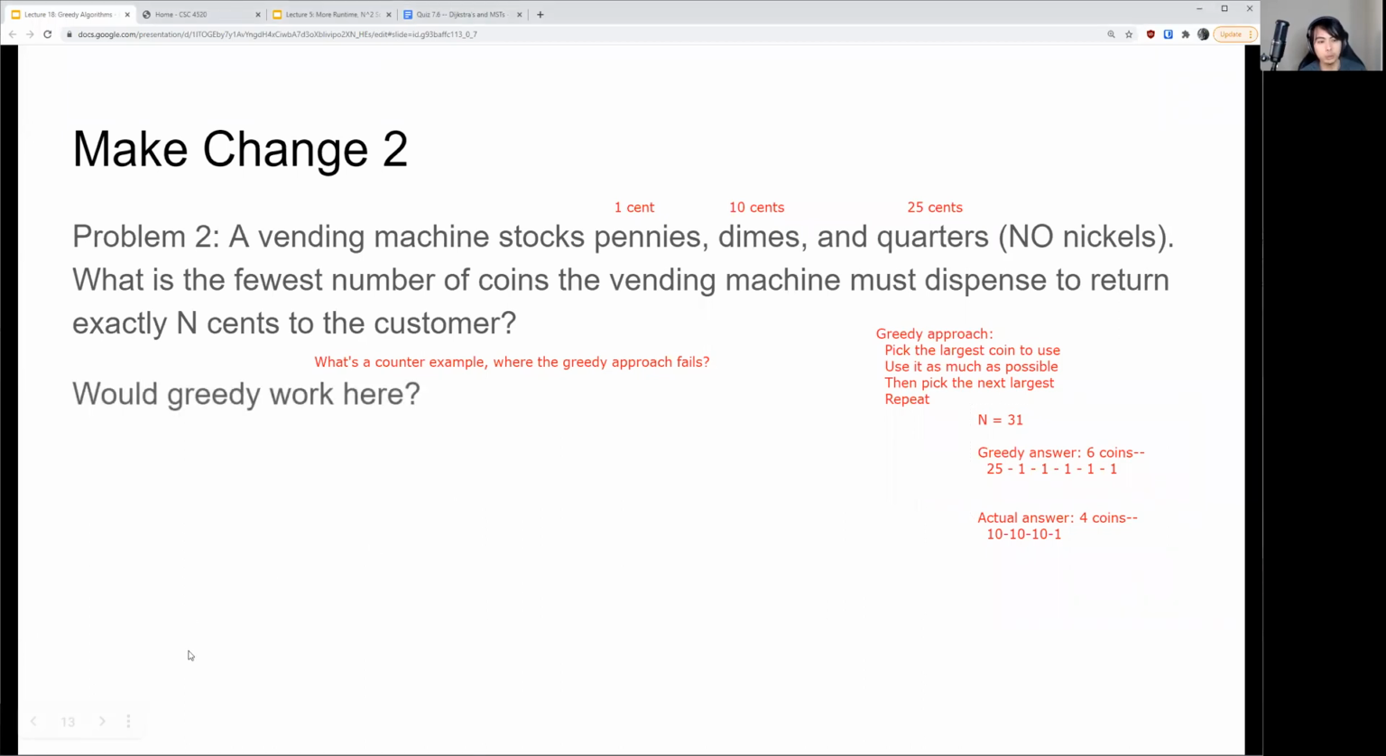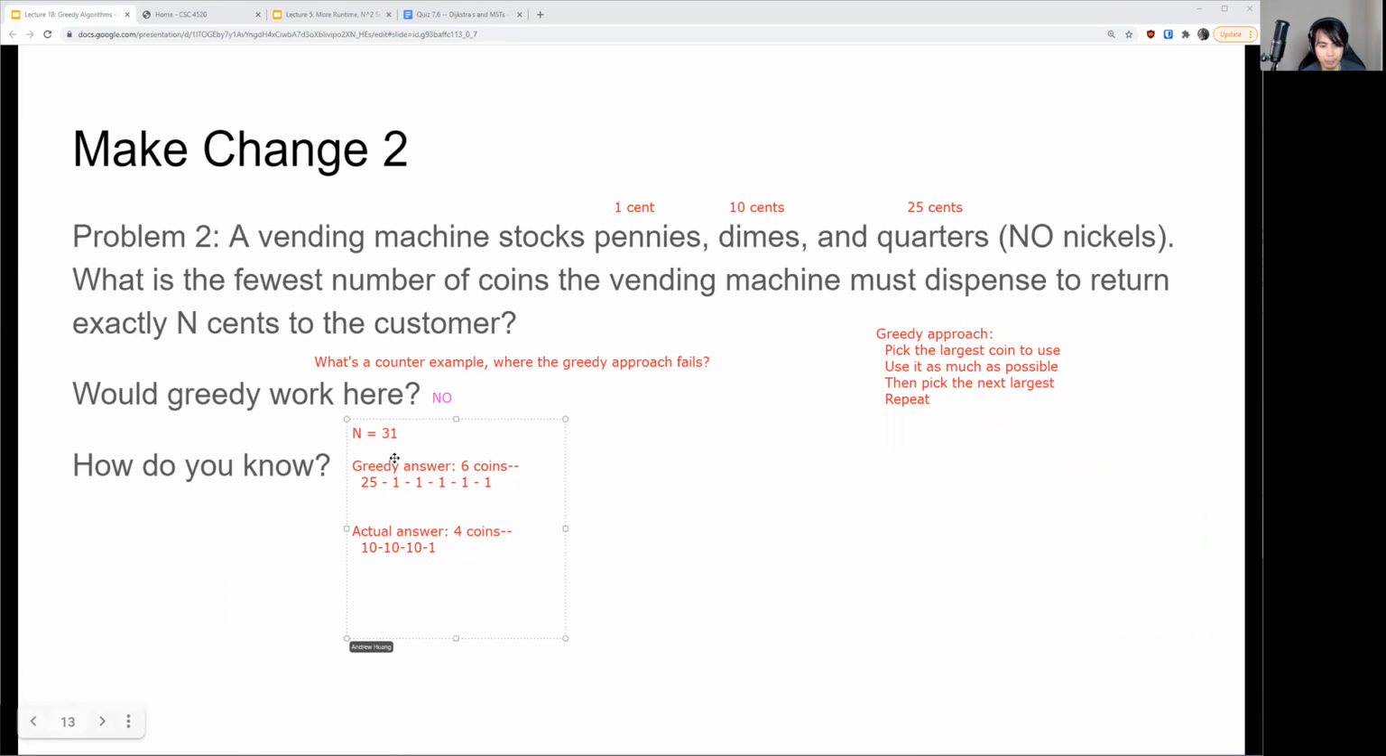All right, so would greedy work here? Give me a yes or no in chat. What do you all think? No, right? Because we just proved it. How did we prove it? Because we have a counterexample. We picked a counterexample. This counterexample here showed us that in this case, greedy is not always good. It's good sometimes, and you have to pick and choose your battles, but in this case, it's kind of lousy.